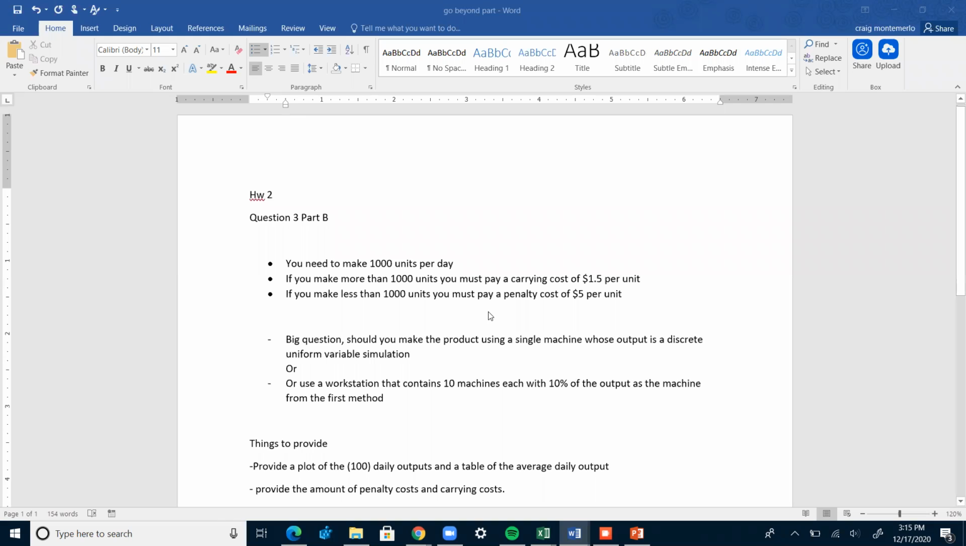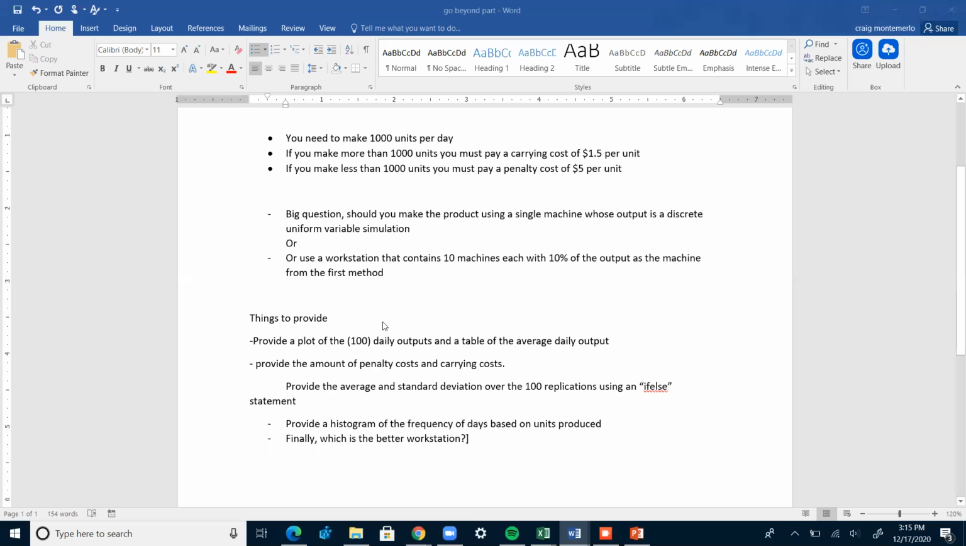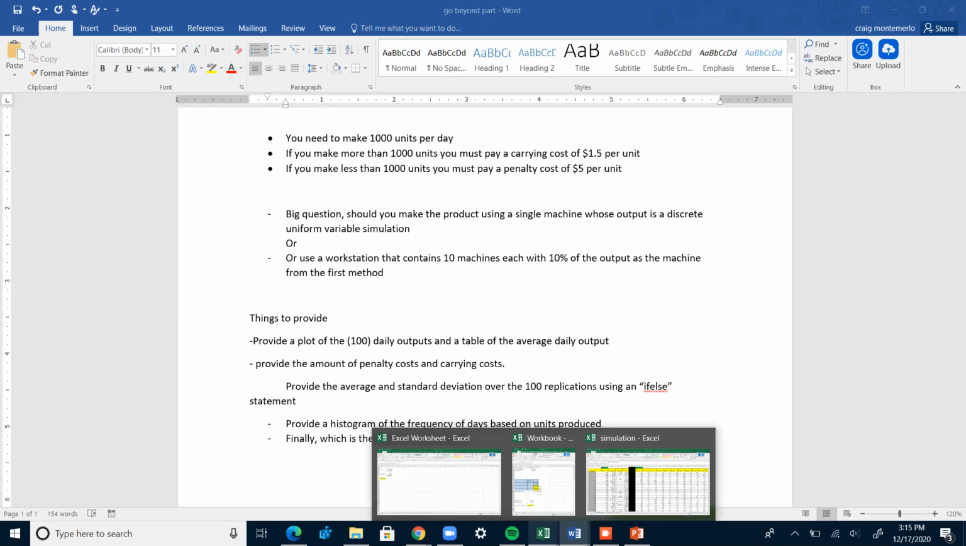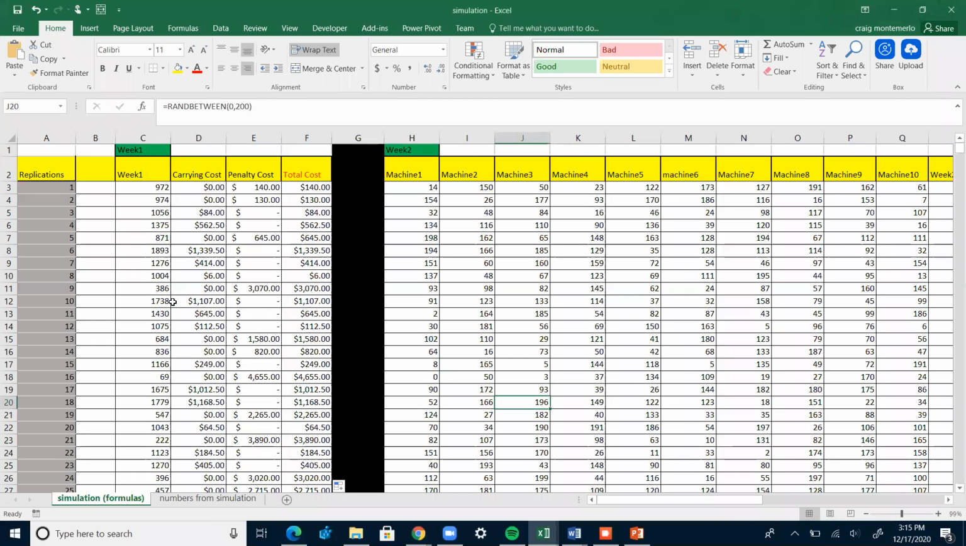So the big question is, should we make the product using a single machine whose output is discrete and uniform that outputs an average of 1,000 units per day? Or should we use a workstation that contains 10 machines that each output 10% of the one large machine? So in this case, each machine would average 100 units. And then we're going to just provide these deliverables, and we'll go over that once we get into it. So let me jump into the simulation.